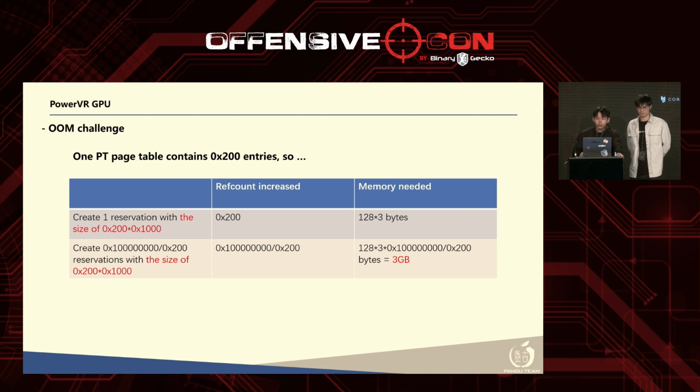However, after further analysis, we discovered that the size of each reservation can be adjusted such that it exactly fills up an entire page table PT. We specify the size as 0x200 pages. This causes the ref count to increment 0x20 times for each reservation. As a result, to trigger the integer overflow, we only need around 3 GB of memory, making the attack practical on mobile devices.